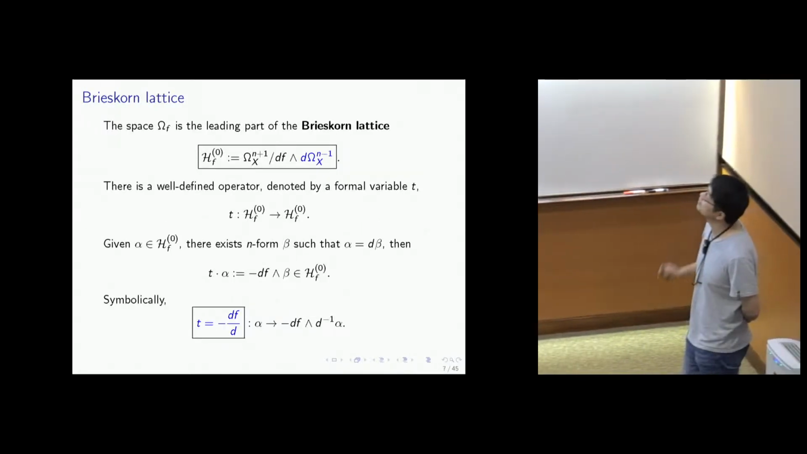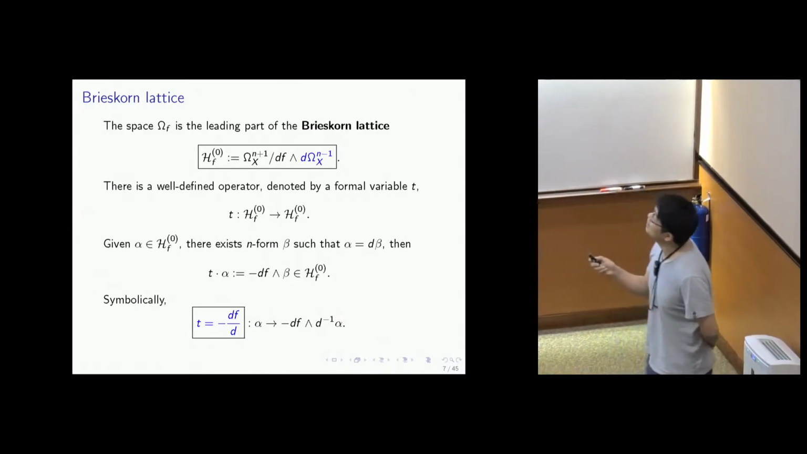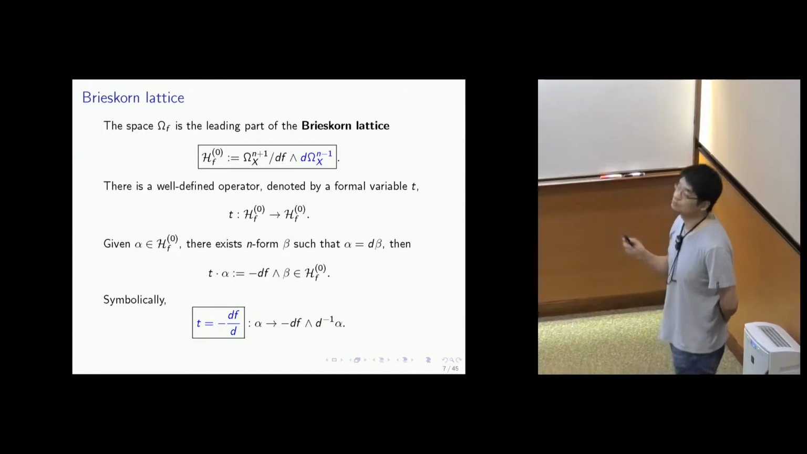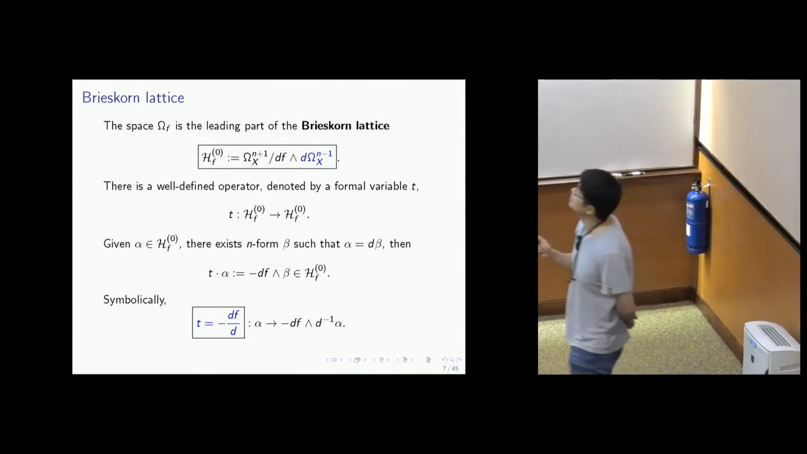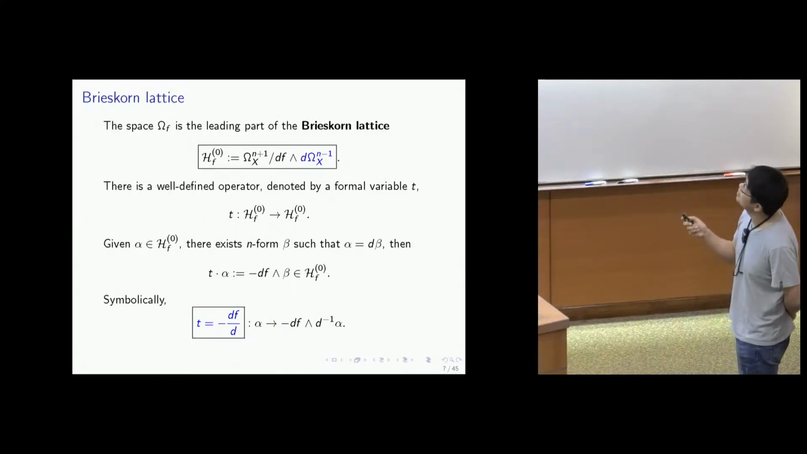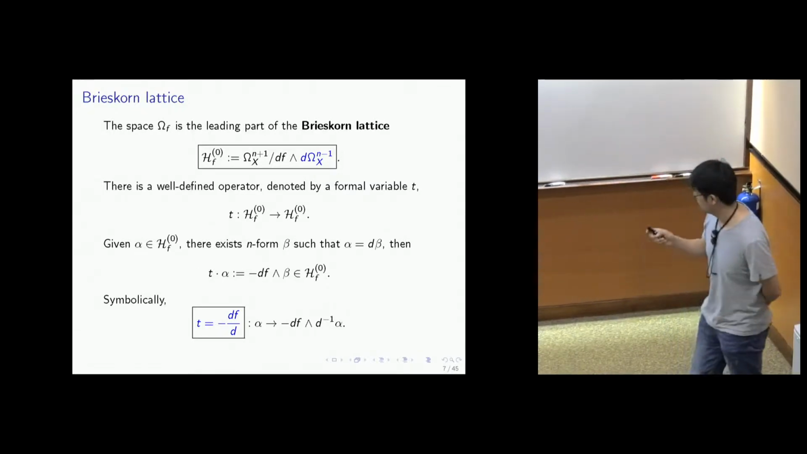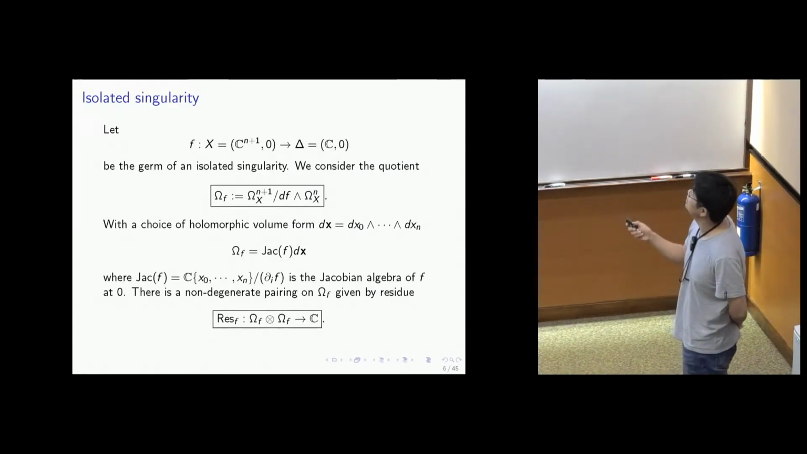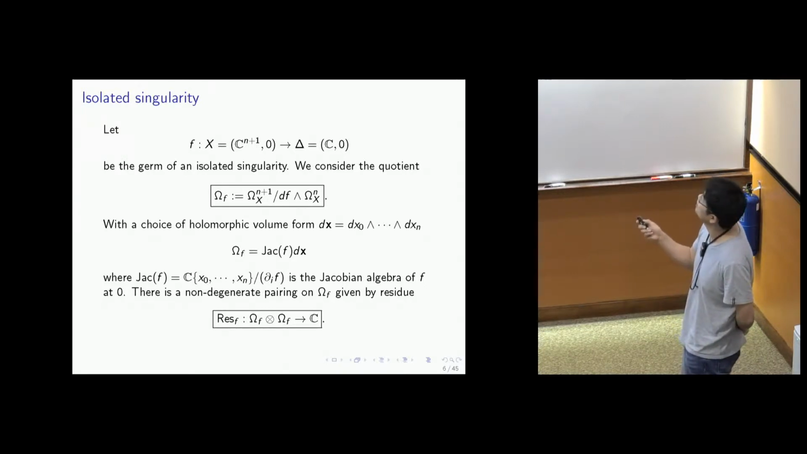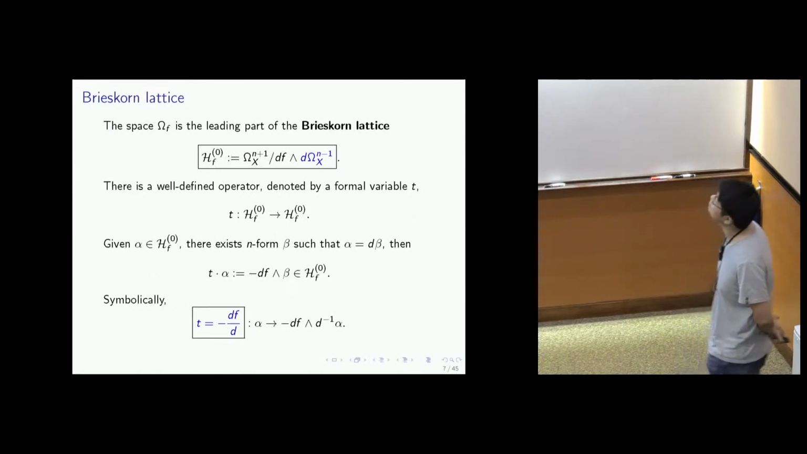Now, what's more interesting is the following. This space is the leading part of the so-called Brieskorn lattice. This is a very deep notion in singularity theory. Roughly speaking, the definition is the following: it is the space of n-forms quotient by df wedge d of (n-1)-forms. I would like to compare with the original one that people are usually familiar with, the Jacobian ring, where you mod out by df wedge (n-1)-forms. Now you want to mod out by exact forms.